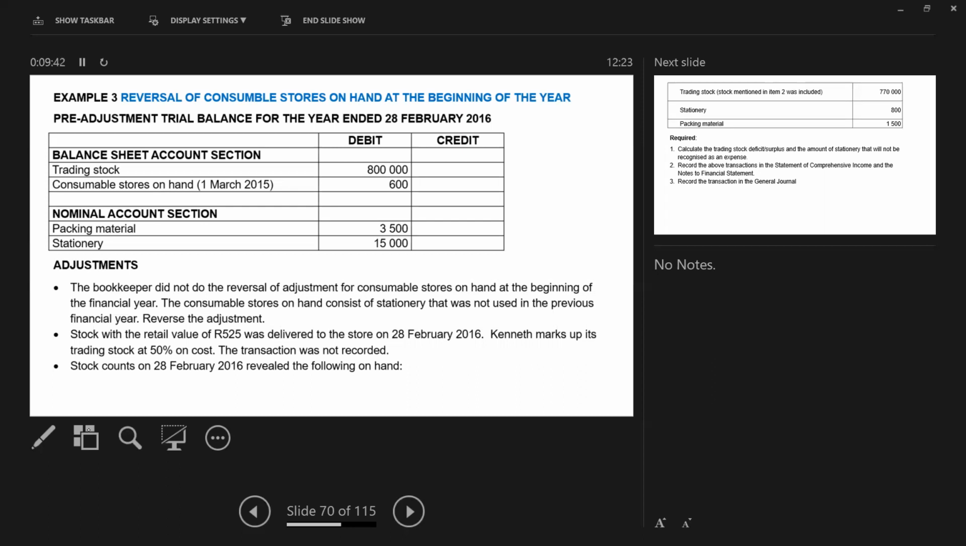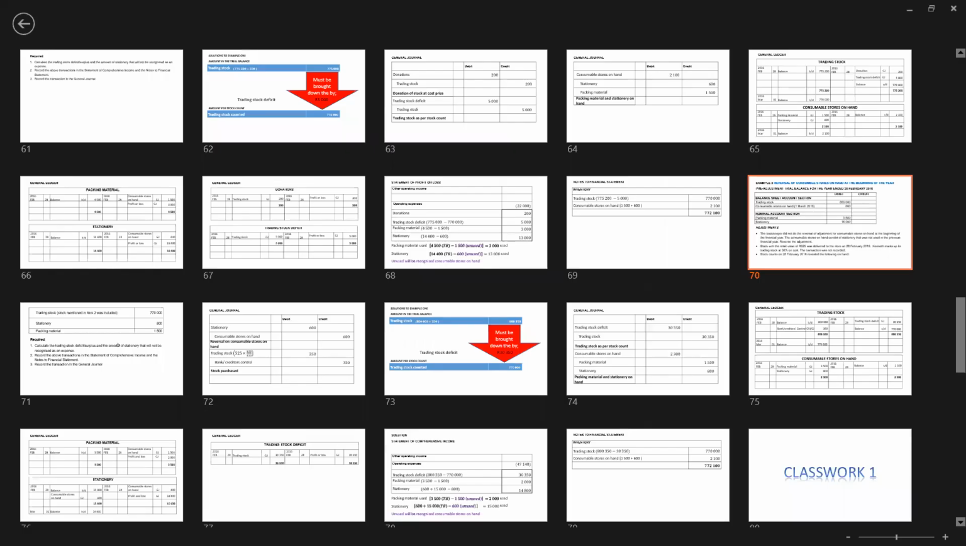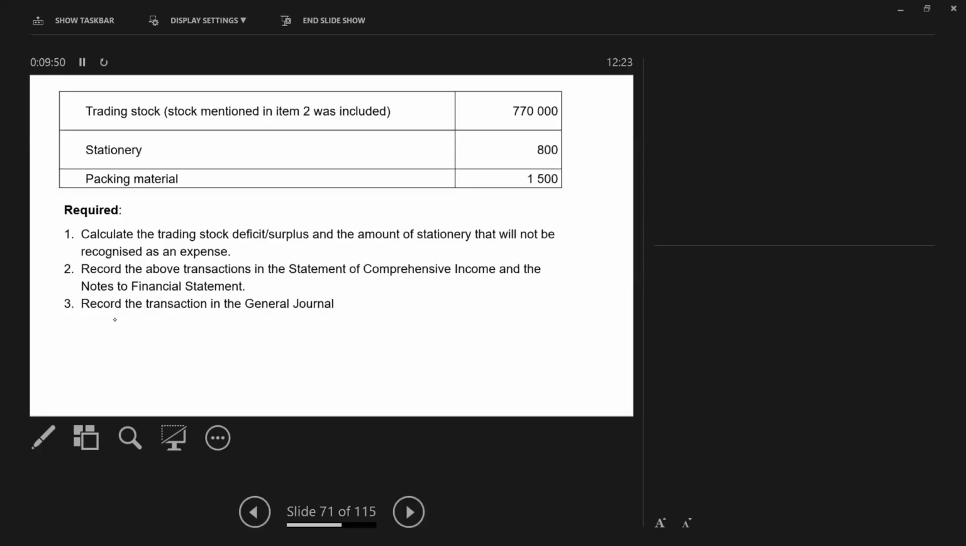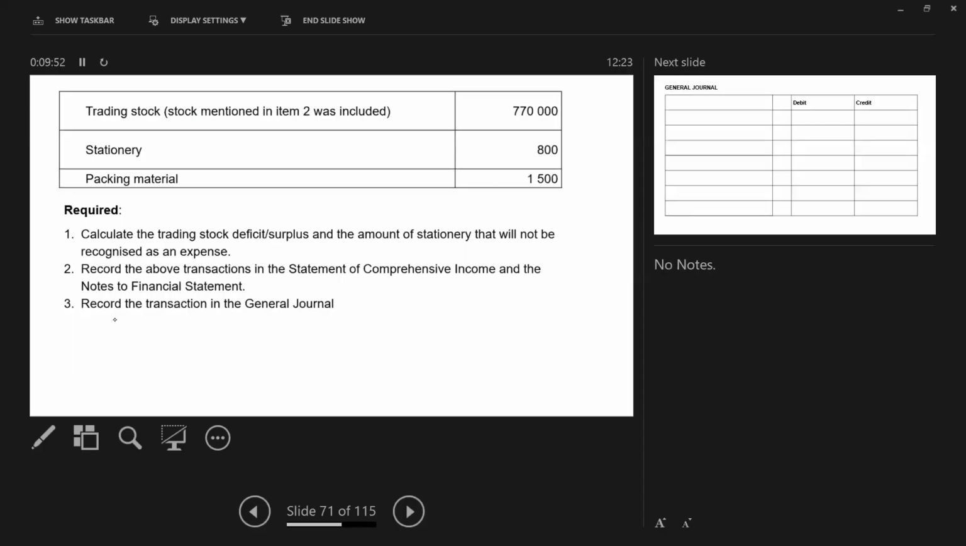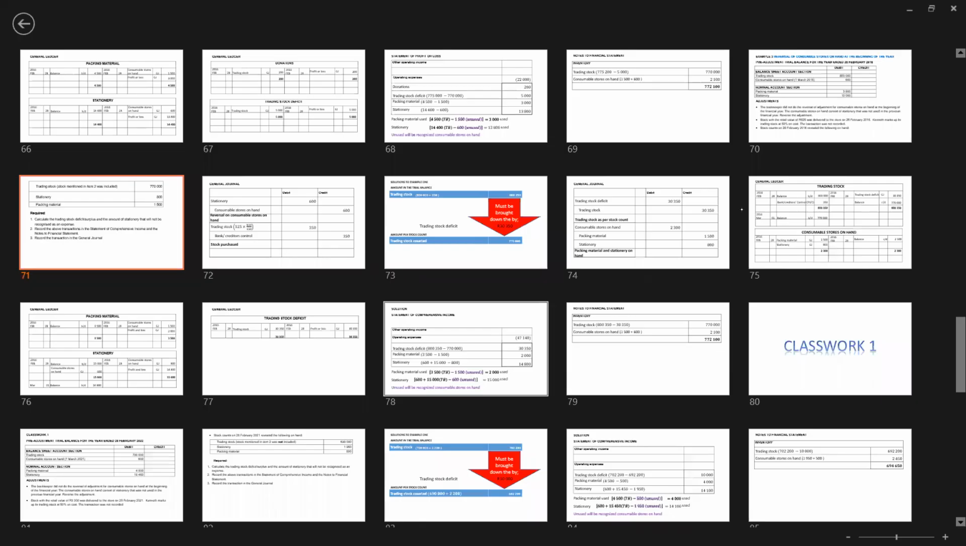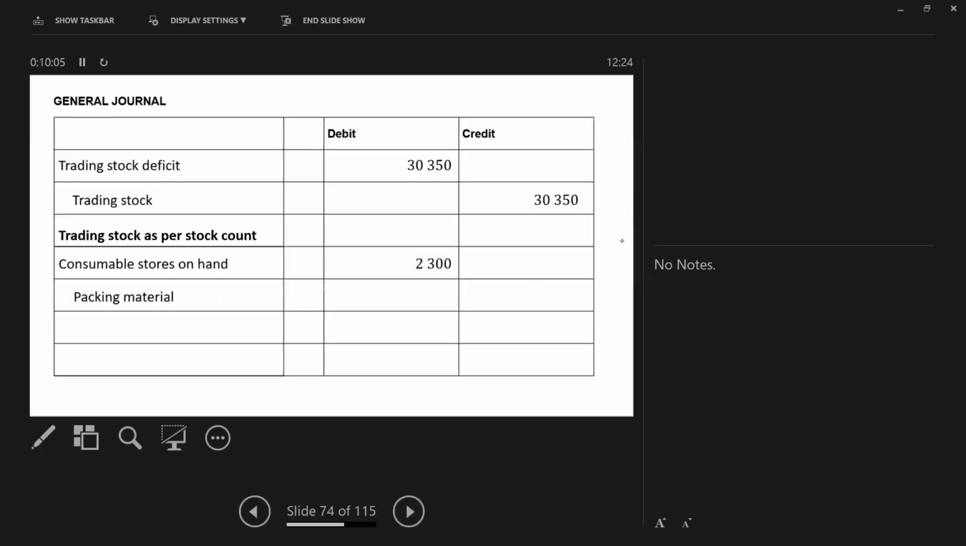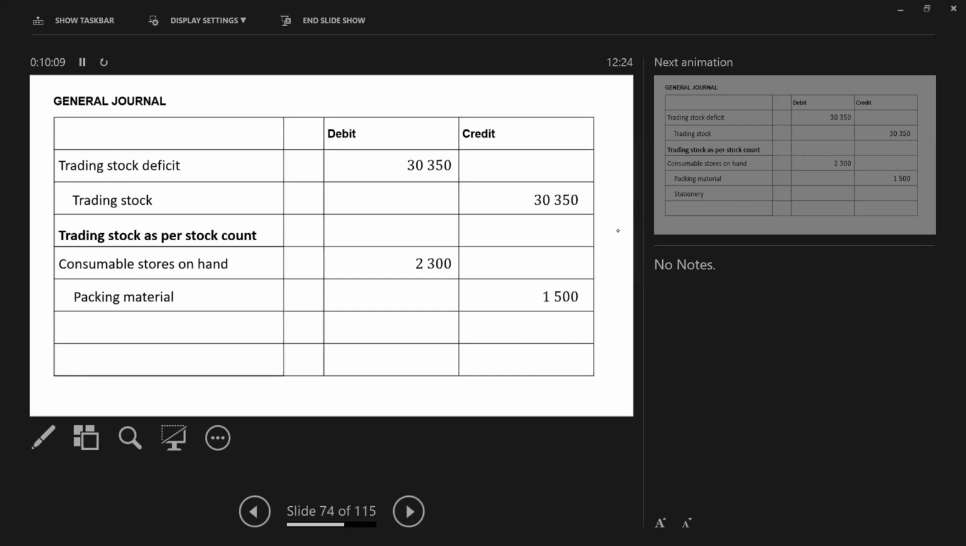Was it 800? Let me just check. I think it was 1.5. Yes, I'm right. It was 1.5. So we are going to credit packing material by that 1,500. And at the same time, I will have to credit stationery by 800.